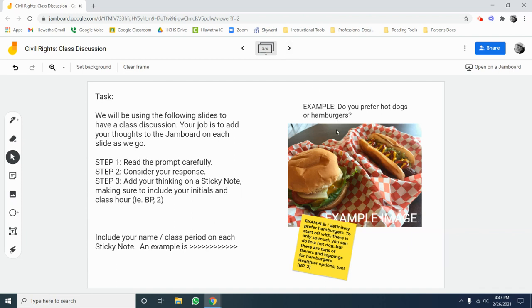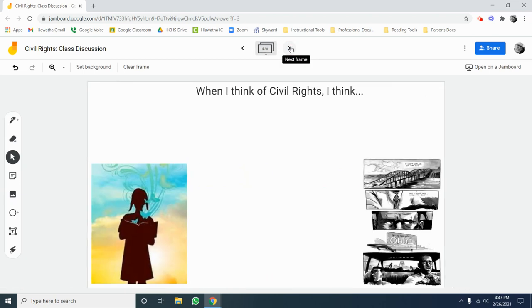On each slide, you'll have a prompt or a sentence starter, and your job is to contribute your thinking with a sticky note like this, making sure to include your initials and the class period at the end so that I can give you credit for your response. Let's take a look at an example here.